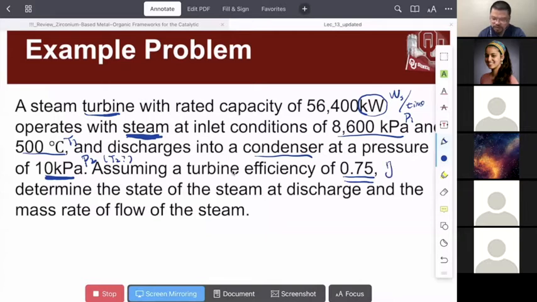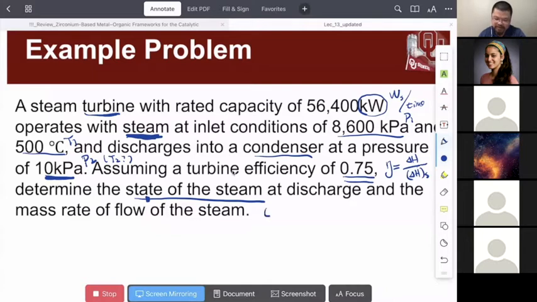And we know this is the definition of the actual enthalpy drop versus the isentropic, the ideal path. And we need to determine the state of the steam. What do we mean by the state of the steam? So when we look at the state, which is the PVT of the steam, right? And when you have a mixture, say if you have a saturated steam, then you have both vapor and liquid in that steam.